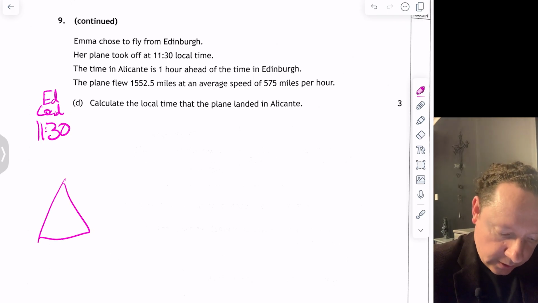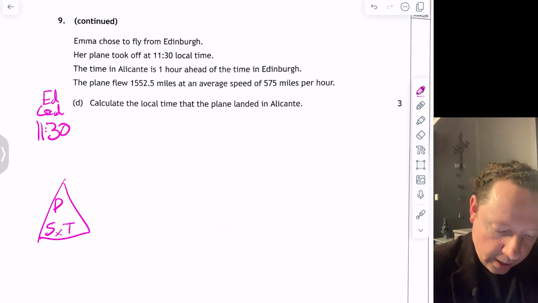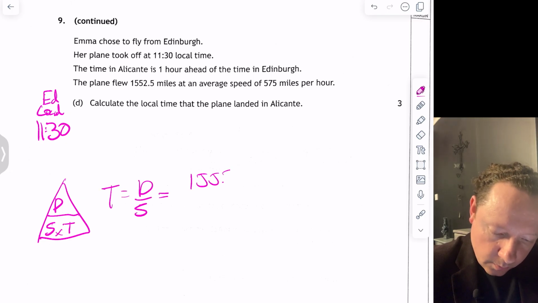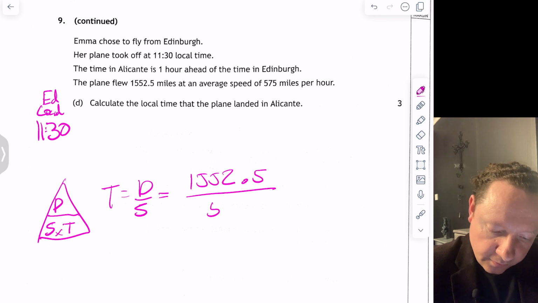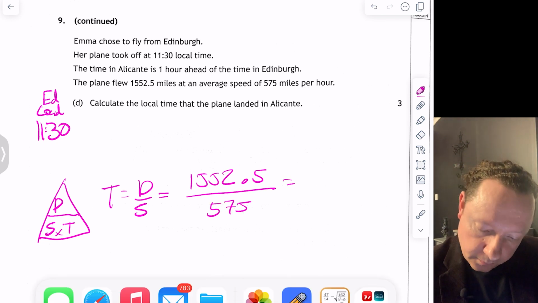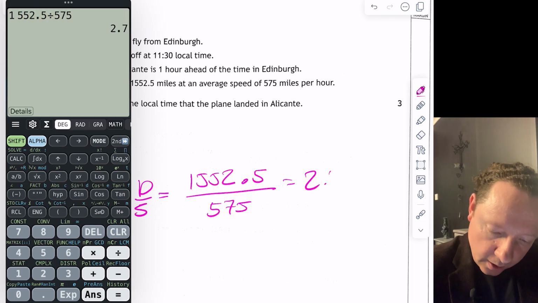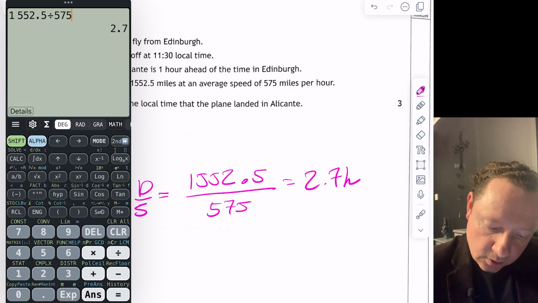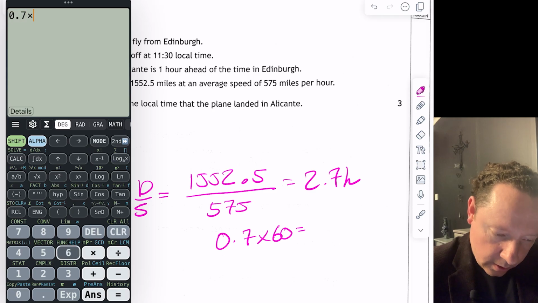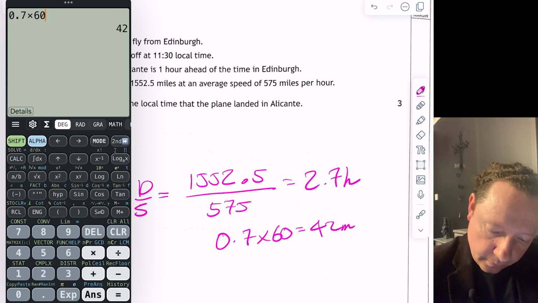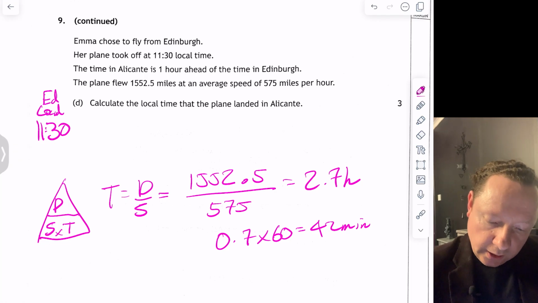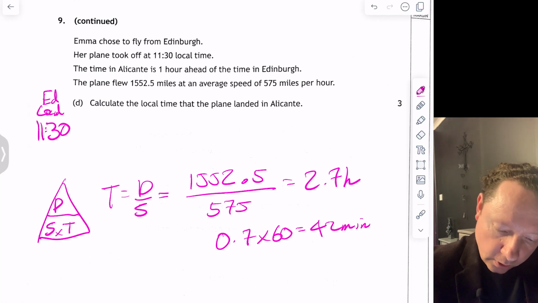So what you can remember is this tiny triangle. It's a bit of a cheat, but there you go. If you cover up the T, it tells you to do distance divided by speed. T is distance divided by speed. The distance is 1552.5 and the speed is 575. So I just divide those. Now that gives me 2.7 hours, but I'll need minutes. So for the minute part, 0.7 times 60, because there are 60 minutes in an hour. So that's 42 minutes. So now we know that she is flying for 2 hours, 42 minutes.